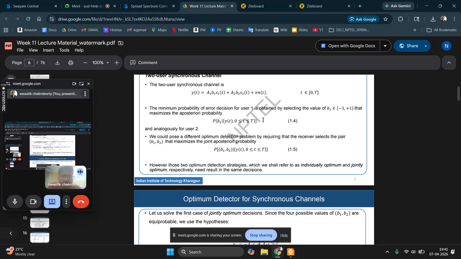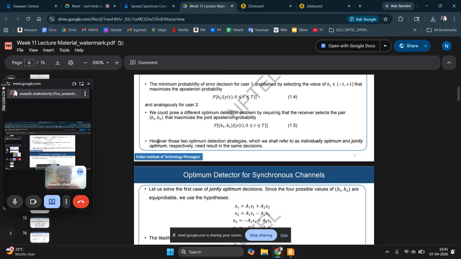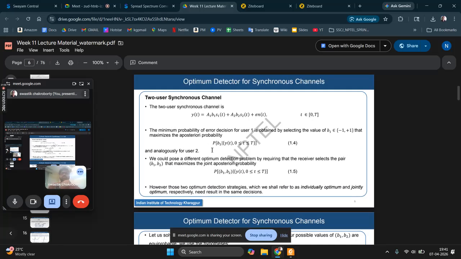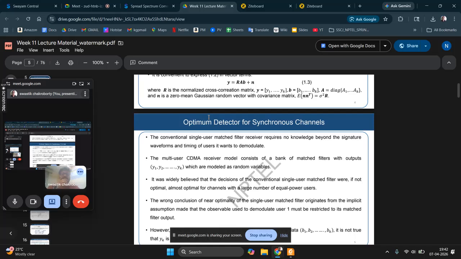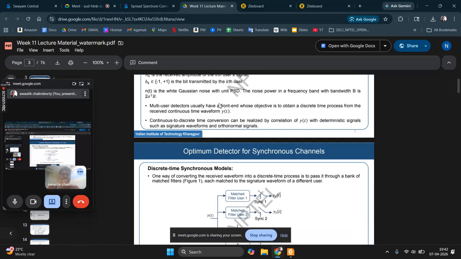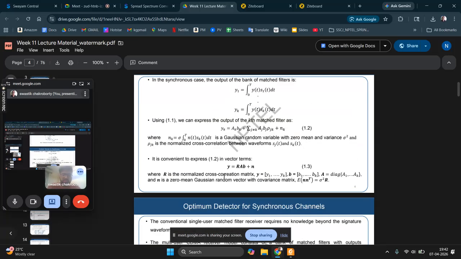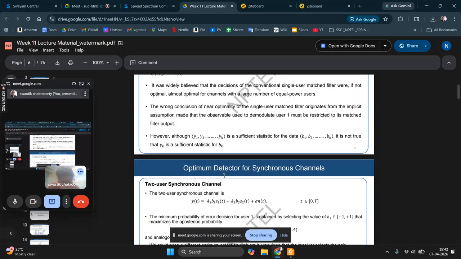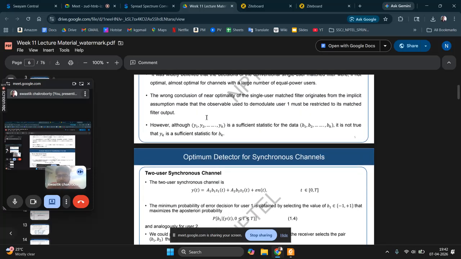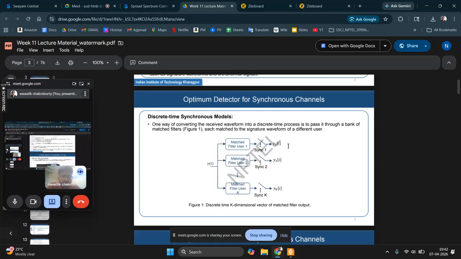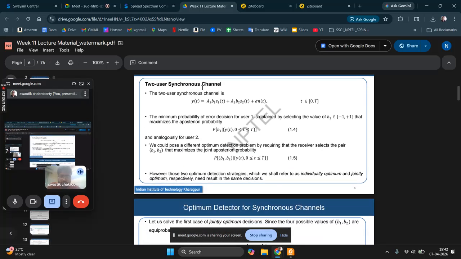The minimum probability of error decision for user 1 is with the possible different optima. You see that first we had only a single user and one filter, and then we made a bank of filters with each filter corresponding to a single user. So if you have k users, you will have k filters in the filter bank, and that was assumed to be near ideal if we can generate the waveform accordingly. But then there comes the second type of detection, which is the two user synchronous channel.